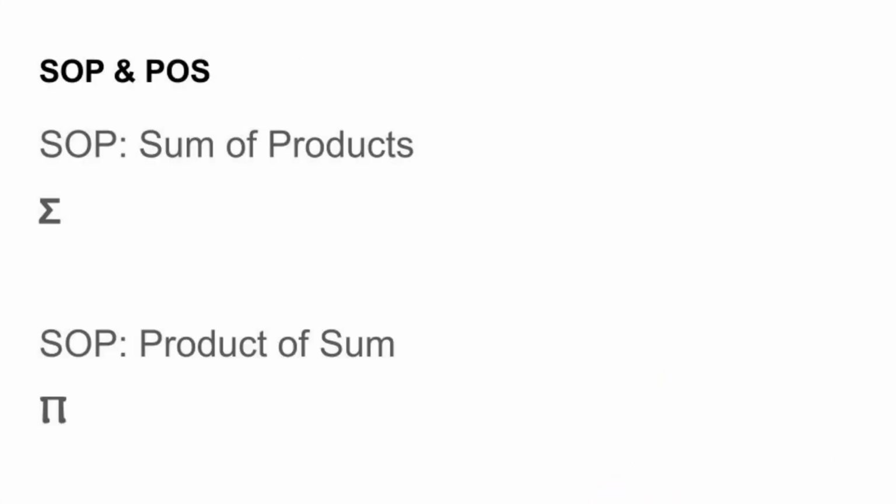SOP stands for sum of products and is represented by the Greek letter capital sigma, whereas POS stands for product of sum and is represented by the capital pi. SOP and POS are both methods of representing Boolean expressions. The main difference between SOP and POS is that SOP is a way of representing a Boolean expression using minterms or product terms, while POS is a way of representing a Boolean expression using maxterms or sum terms.